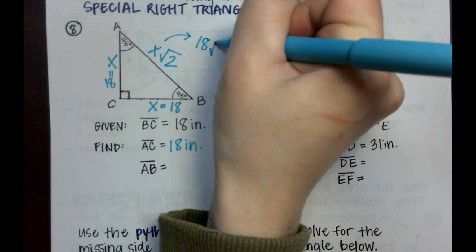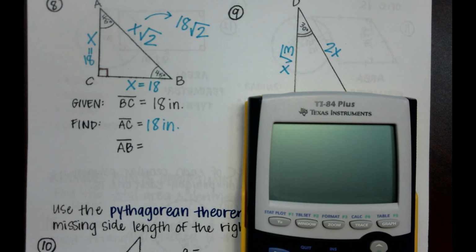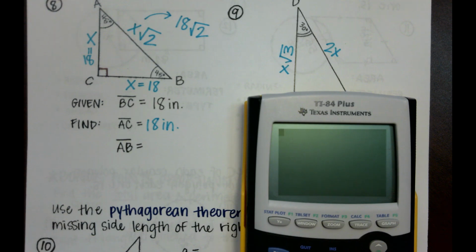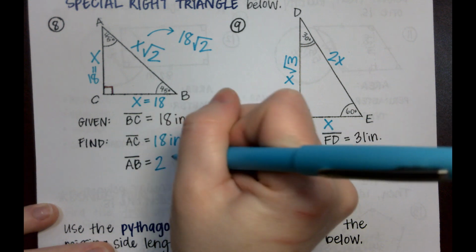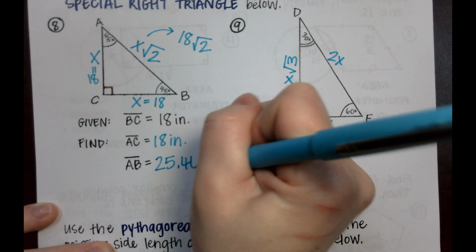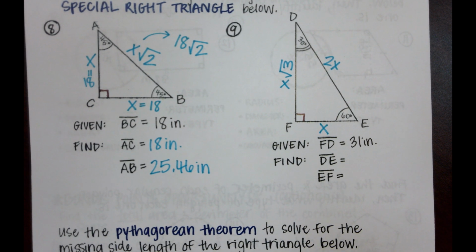18 radical 2. Honestly, you might as well just put it as 25.46, because the calculator gives you a whole lot of decimals. So 25.46 inches if we round. 25.46 inches. I know you don't really care if it's the exact point as long as it's around that area.